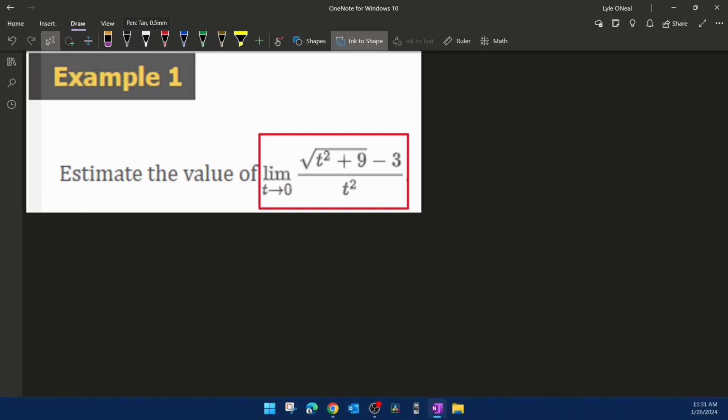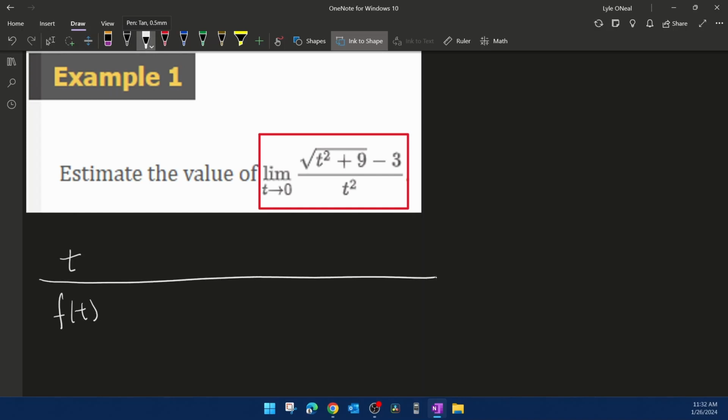Now, to demonstrate how you would actually solve a problem related to limits, we have an example that says the limit as t approaches 0 of this rational function. We want to estimate the value of the limit. In other words, what is y approaching, what is the height of the graph approaching as t approaches 0? We can do that by making a table of values.